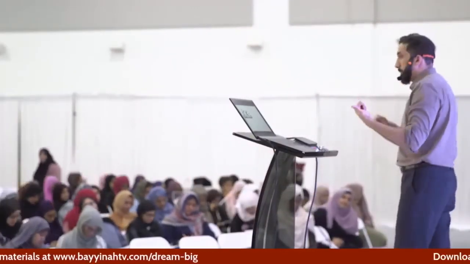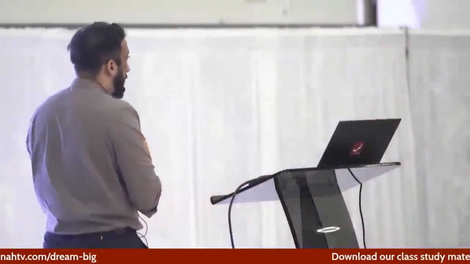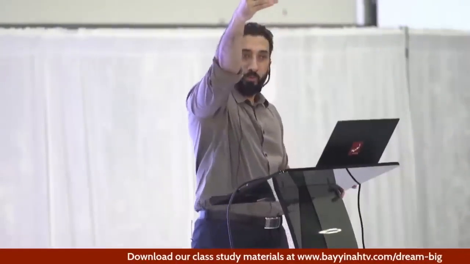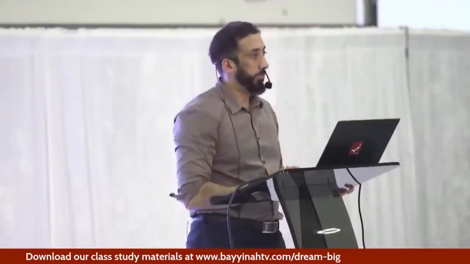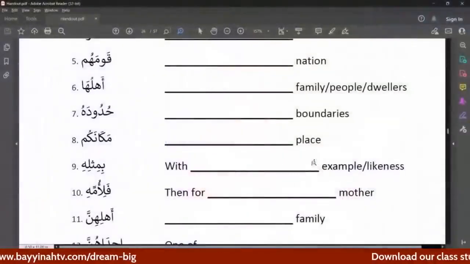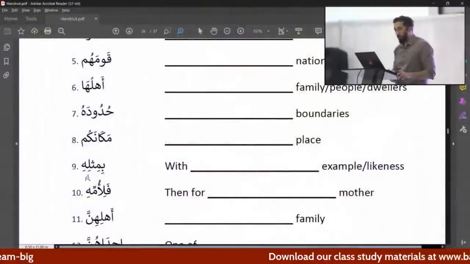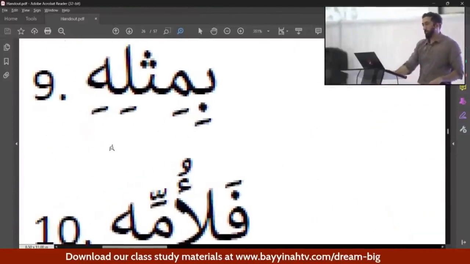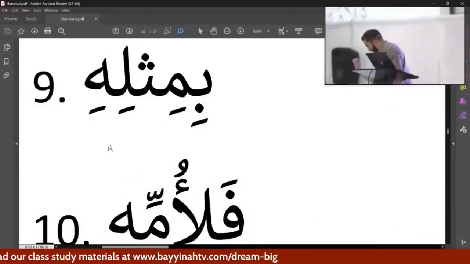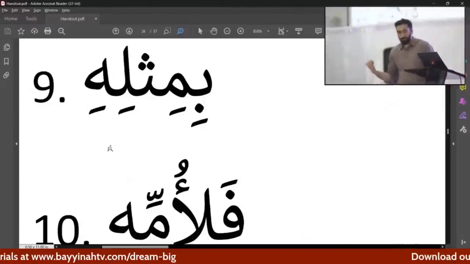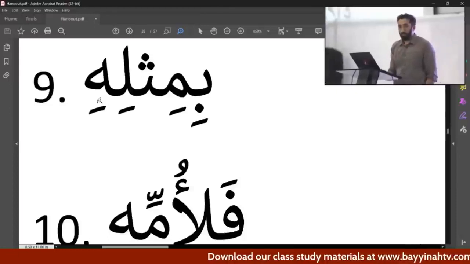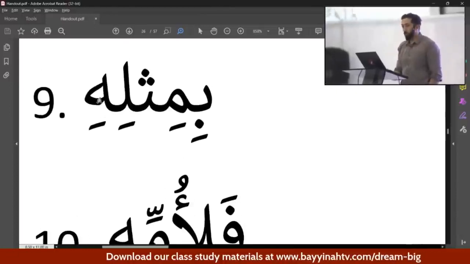Makanakum, makanakum. Where's the attached pronoun? Process. Antum, good. What does antum mean? You all. Makanakum, the place of you all, or y'all's place, your place, all of you. Bimithlihi, with his example, bimithlihi. So he comes from what? Let's follow the process again. Huwa. He comes from huwa.